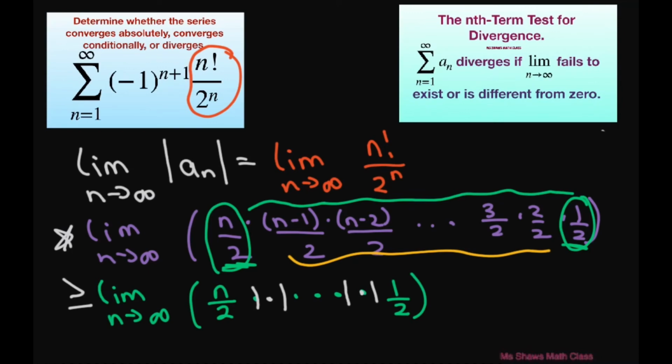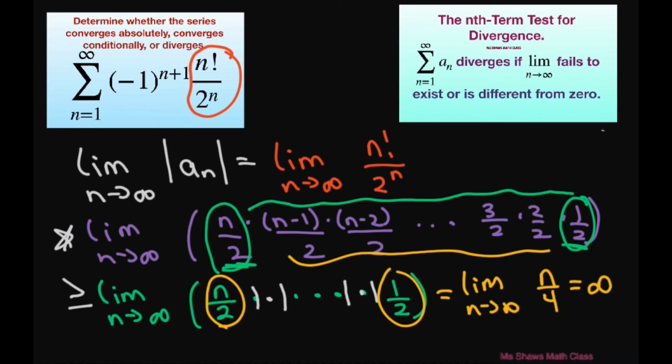So that's going to equal the limit as n approaches infinity. And if you multiply these two, this is going to be n divided by 4. Well, that just goes off to infinity. So the limit fails to exist. Therefore, this is divergent. I'll just write diverges.